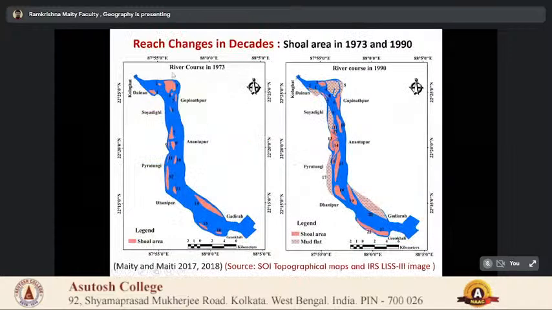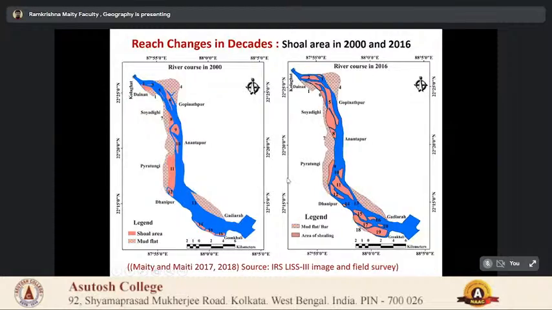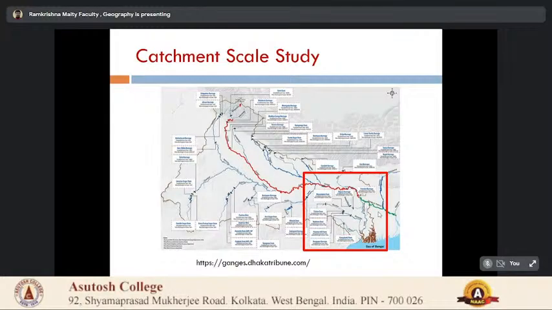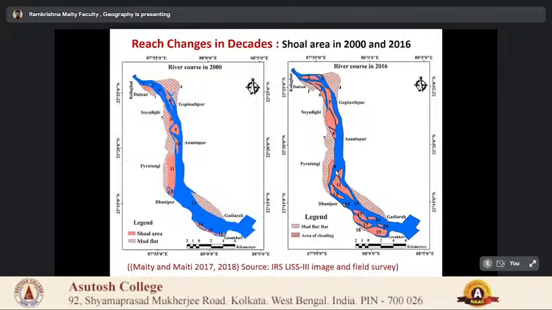So Rupnarayan River was how it was in 1973, how it was in 1990, how it was in the year 2000, and how it was in 2016. You see, almost the entire part of the Rupnarayan River has been sedimented. So it loses its drainage capacity. And thus, the upper reach of Ghatal, Dashpur, Arambagh become prone to flood.